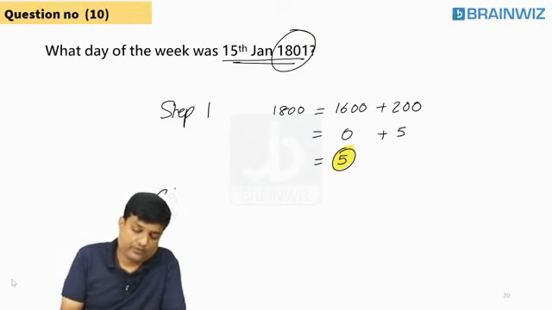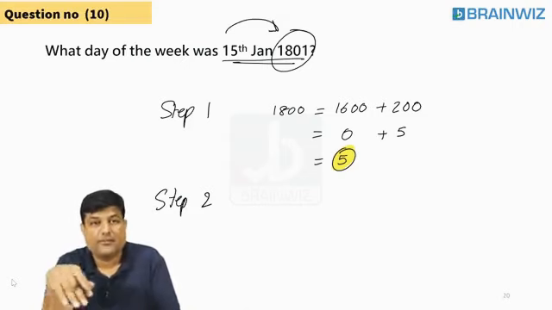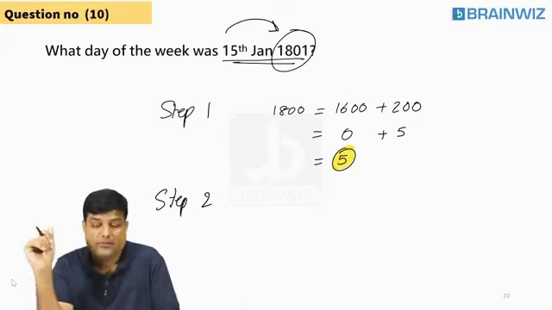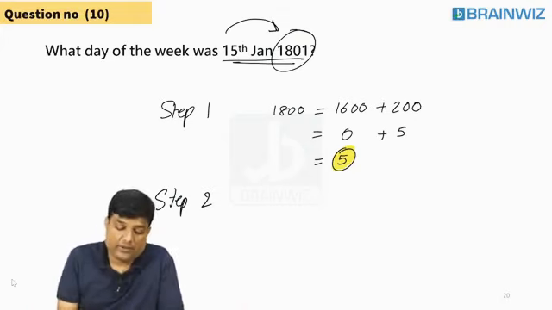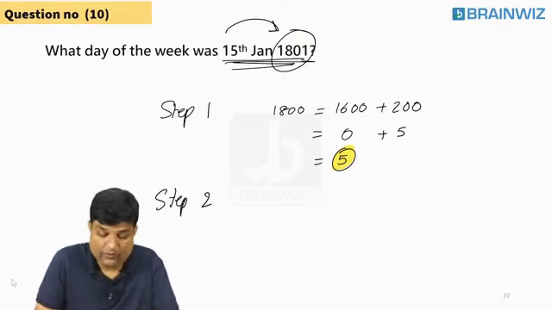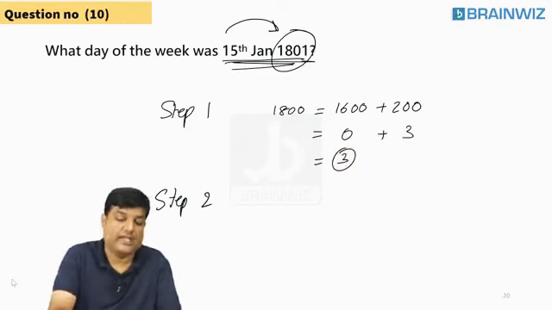Now, step 2. Step 2 is you have to enter into the current year. Which year? After 1800, you are entering 1801. Following? In 1801, do you think, oh sorry, yeah, that's true. I'm sorry, it's not 5, it's 3. It's not 5, it's 3. I thought it's 100.